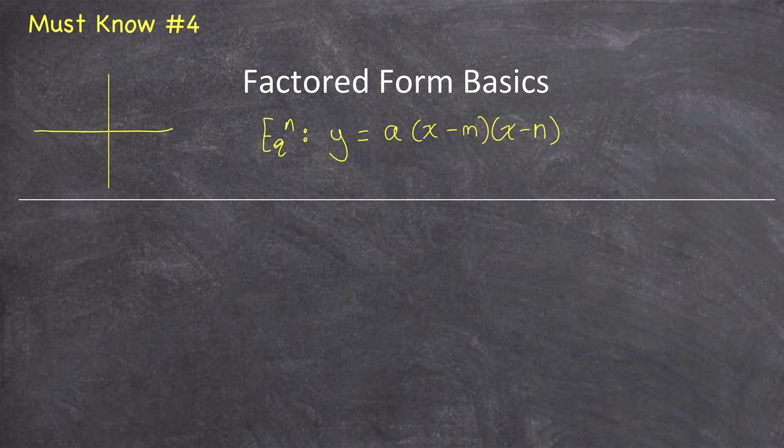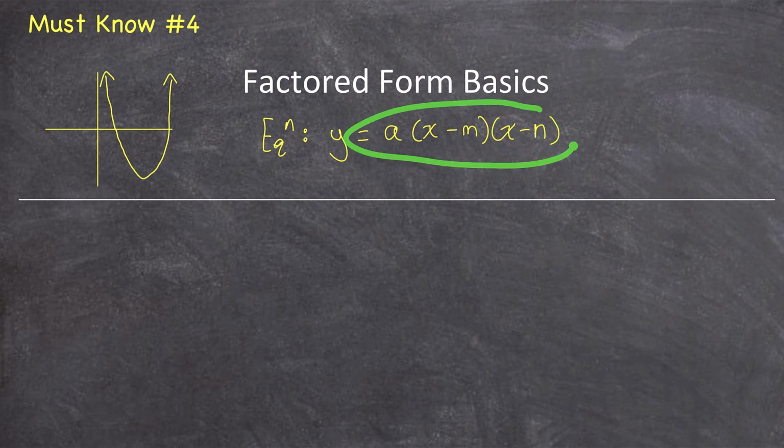Since the factored form is a product of factors, if we want to know the x-intercepts of a quadratic, well, we know at the x-intercepts, y is 0, so we would just figure out what makes any of these factors be 0. X minus m would be 0 if x was m, and x minus n would be 0 if x was n. So if x was either m or n, this whole product would be 0, meaning it's an x-intercept. So the x-intercepts are at m and n.